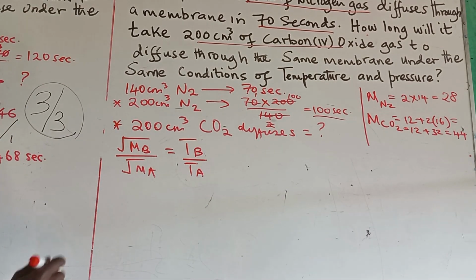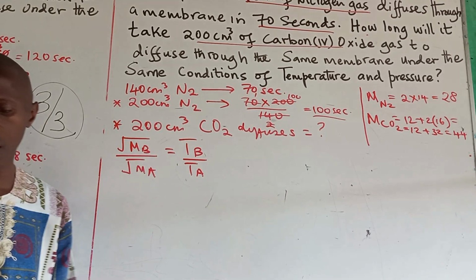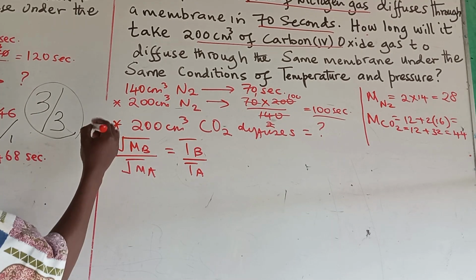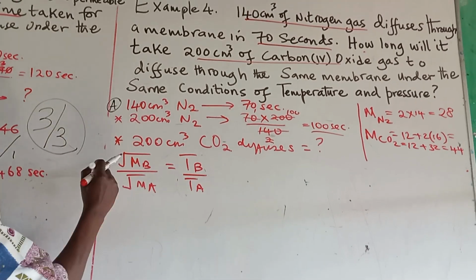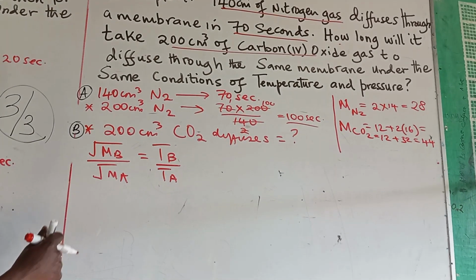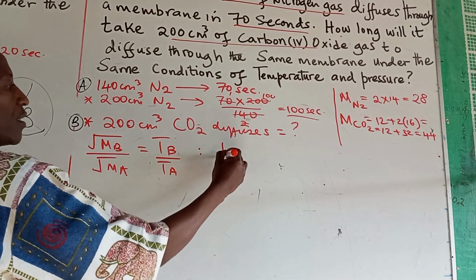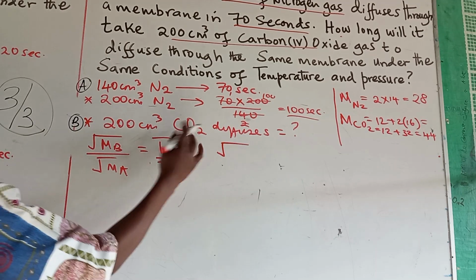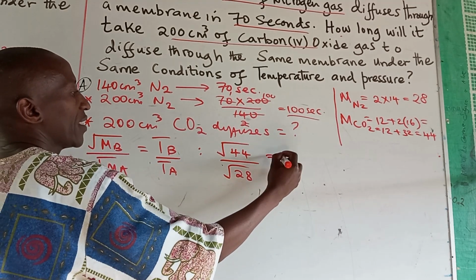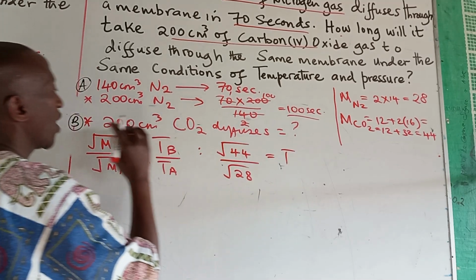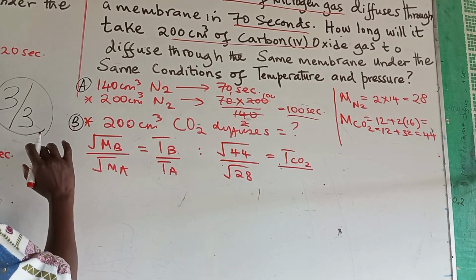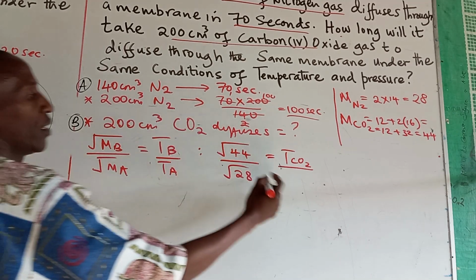So we have the 2 molecular masses. At this point, we can assign which gas takes B and which gas takes A. For instance, if nitrogen becomes our gas A and CO2 becomes our gas B, then we substitute into the formula: the square root of the molecular mass of gas B, that is CO2, 44, over the molecular mass of gas A, that is nitrogen, 28, is equal to the time for gas B, the time for CO2, which we don't know, over the time for nitrogen to diffuse through, which is 100.